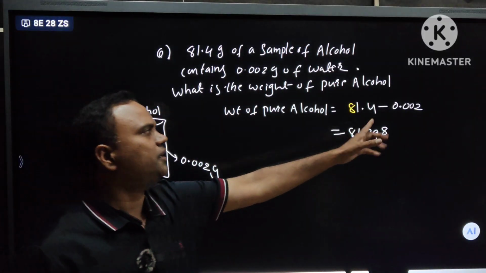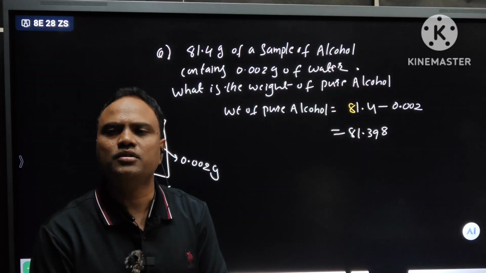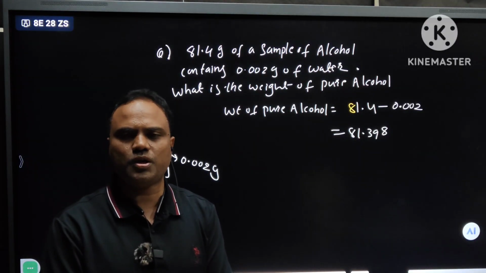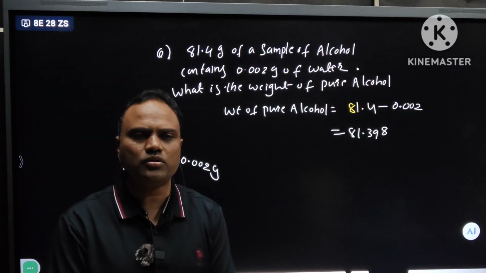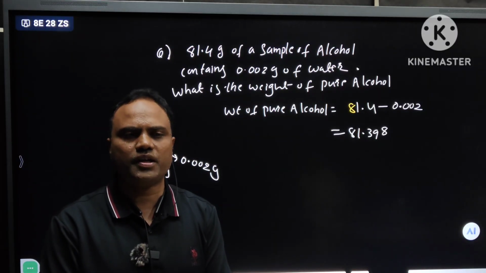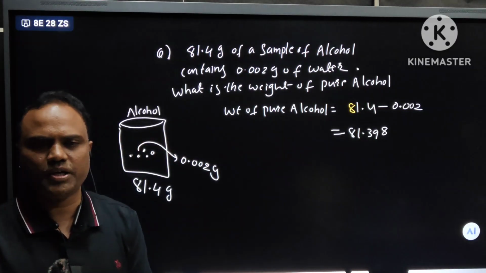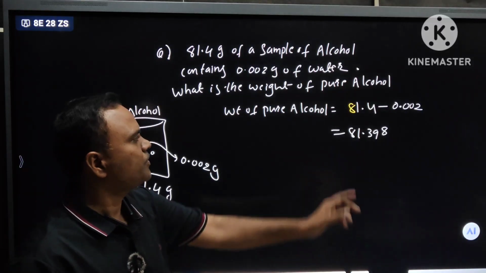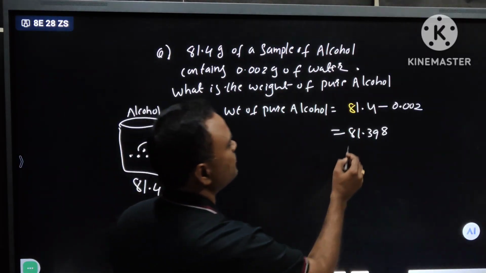81.398. What did we do here? Which operation did we do here? Subtraction only. During subtraction or addition, what do we have to follow? We should report the final value to the same decimal places as that of the number with the minimum decimal places.